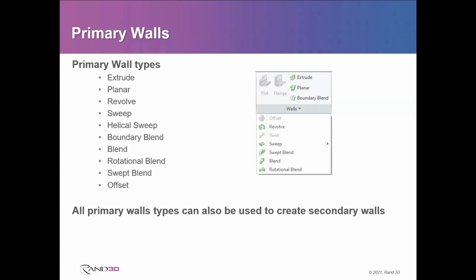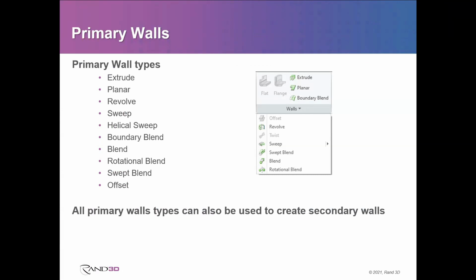Now, for your primary walls, the first wall that you start with, you're going to have lots of choices. You can extrude, planar, revolve, sweep, helical sweep, boundary blend. Pretty much any way that you can build a regular solid, you could also potentially build a sheet metal wall. Now, some of these would be extremely rare, like a rotational blend or a boundary blend sheet metal wall would be fairly rare. It's really going to be the extrude and the planar. Those are going to be the two main ones.